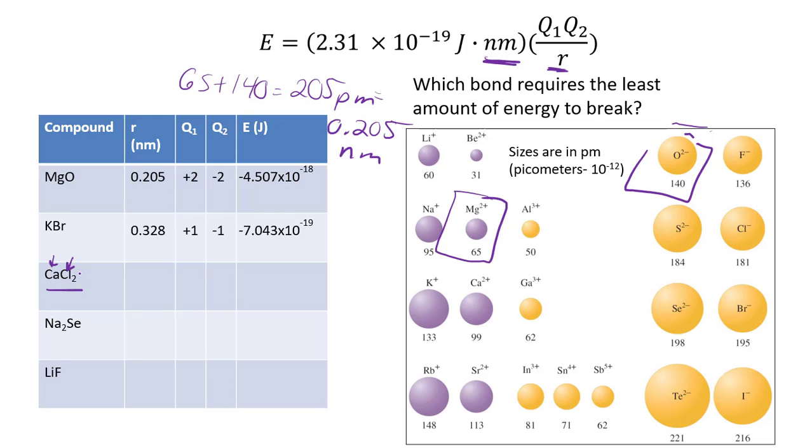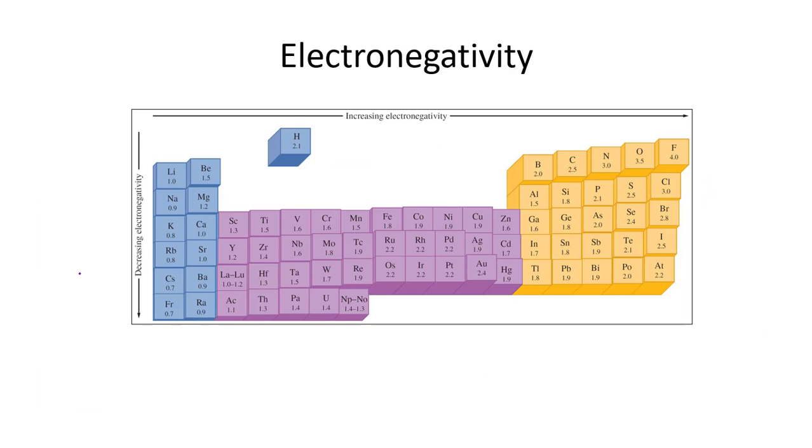All right, so for potassium bromide, you should have said +1 -1, and your radius is 0.328. Here's calcium chloride, here's sodium selenide, and here is lithium fluoride. And so you'll notice that they each have a energy that is negative, and so that's your release of energy there. The next trend that we're going to look at is electronegativity.